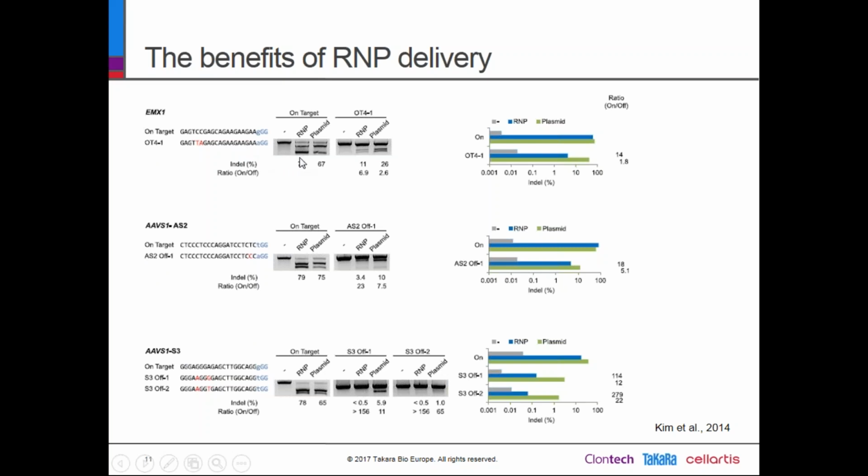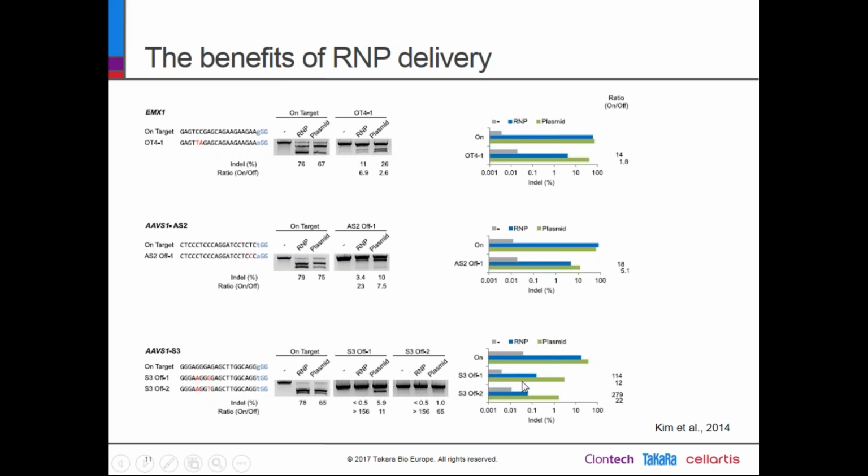And again, they just did a side-by-side comparison of RNP delivery and plasmid, and what you can see here is that with the plasmid there are still quite high editing events at the off-target sites, whereas the RNP delivery gives higher specificity.